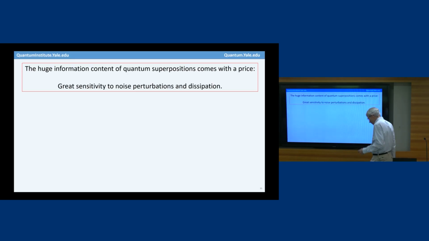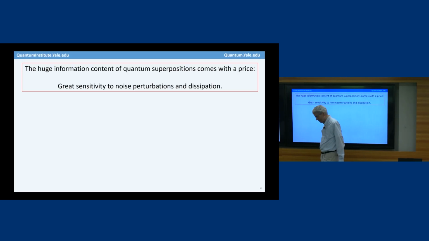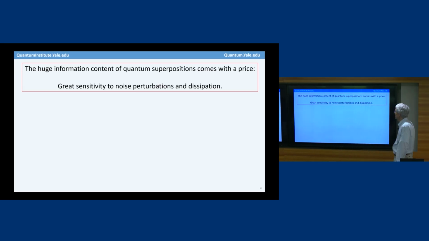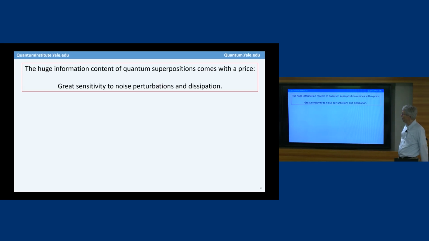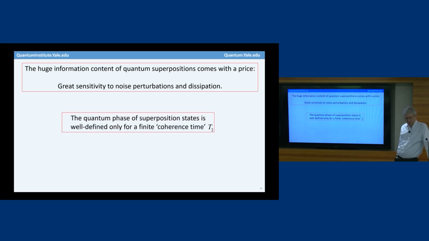But this huge information content of quantum superpositions comes with a cost. It's great sensitivity to noise and perturbations and dissipation. All that quantum state, that superposition, is very delicate. And that's why we're going to need quantum error correction. For example, the phase of the complex numbers in those superpositions tends to be well defined only for some finite, what's called coherence time, T2.